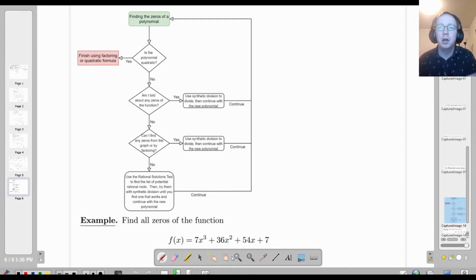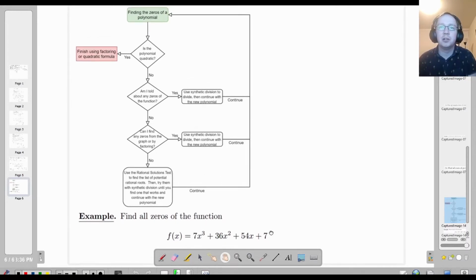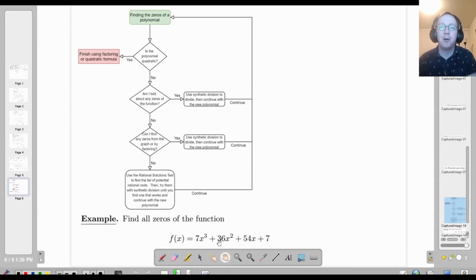Okay, so that's kind of our thought process as we're going through finding all the zeros of a polynomial. I want you guys to start this one out here and see what you can do finding all the zeros of this polynomial. So go ahead and pause the video, give it a try, and if you get stuck or if you want to check your answer at the end, unpause and see what I did.